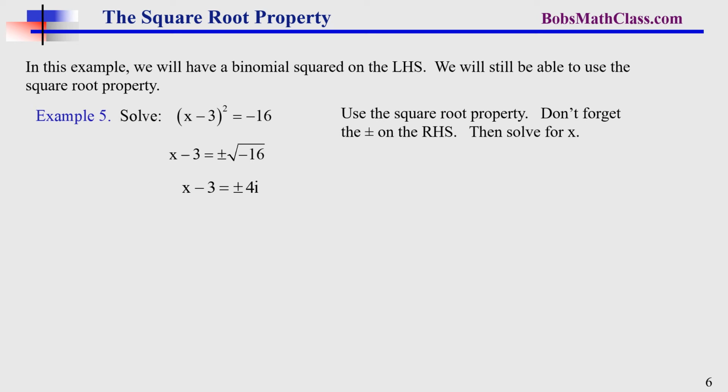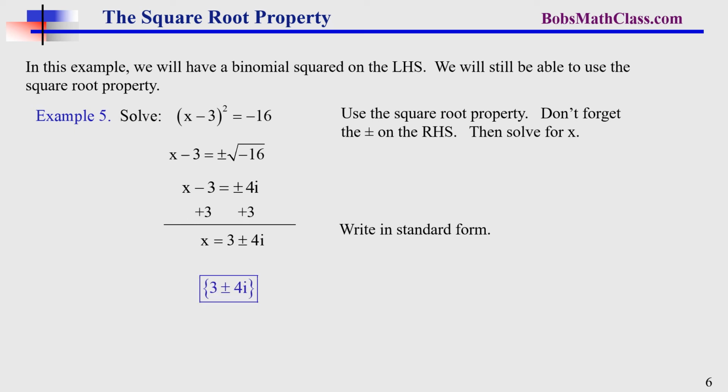Almost done. We have to add 3 to both sides to get the x by itself. And again, when we write this in standard form, whenever you have an i, standard form is always a plus bi. So we want to put the 4i last. So that's 3 plus and minus 4i. Again, what does that mean? It means there's two answers. One of them is 3 plus 4i, and the other one is 3 minus 4i.